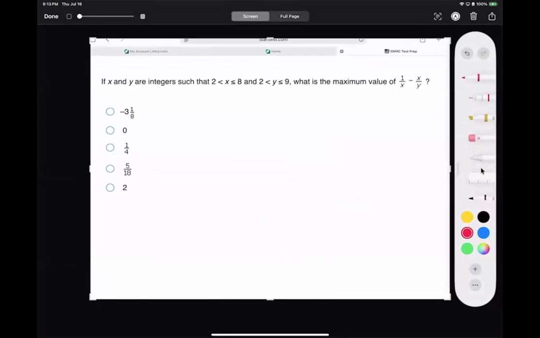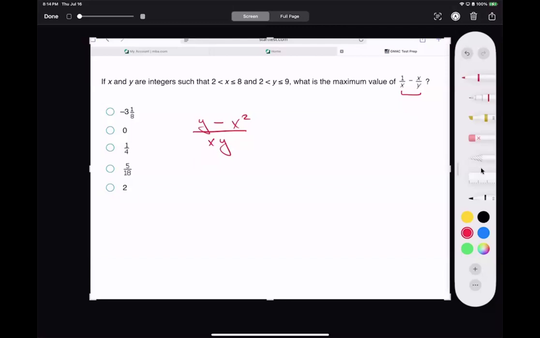Let's try. X and Y are integers such that X is between 2, not inclusive, and 8 inclusive. Y is between 2, not inclusive, and 9 inclusive. What is the maximum value of 1 over X minus X over Y? Here's the thing. You develop this with xy, the least common multiple: xy divided by x is y times 1 is y, minus xy divided by y is x times x is x squared. Do you guys agree?